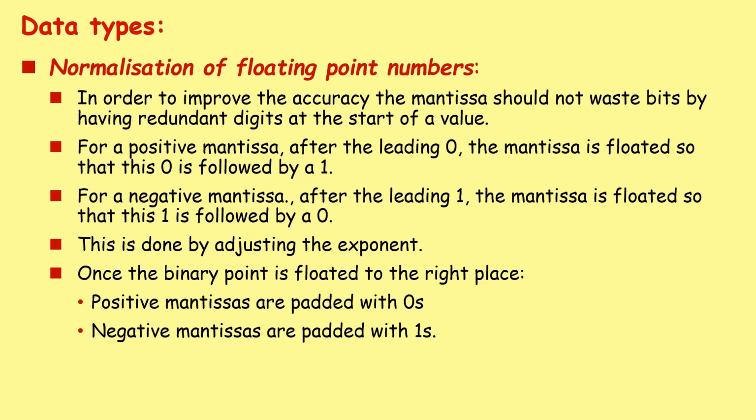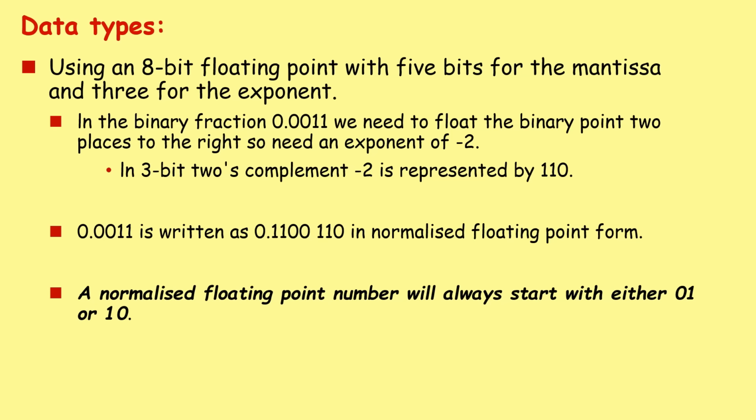Once the binary point is floated to the right place, positive mantissas are padded with 0s, negative mantissas are padded with 1s. So using an 8-bit floating point with 5 bits for the mantissa and 3 bits for the exponent, in the binary fraction 0.0011, we need to float the binary point 2 places to the right. So we need an exponent of minus 2. In 3 bits two's complement, minus 2 is represented by 110.